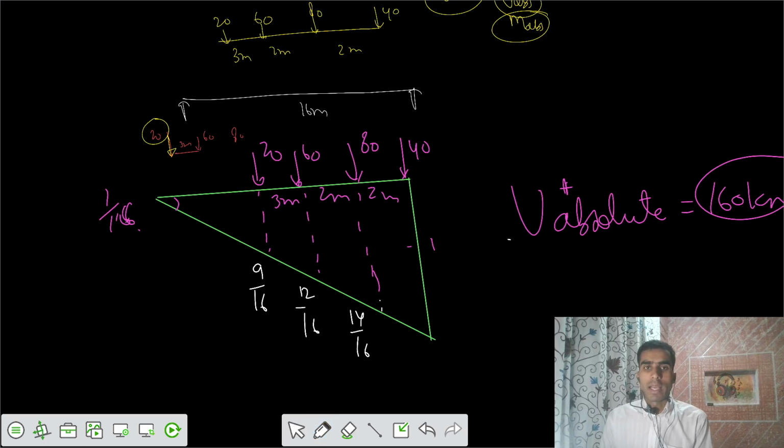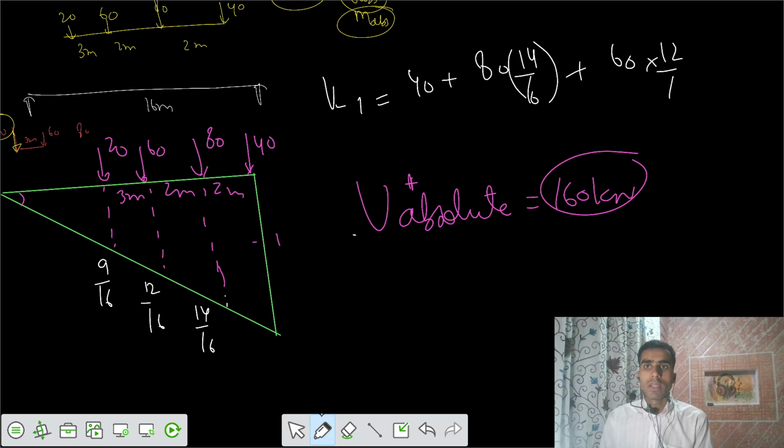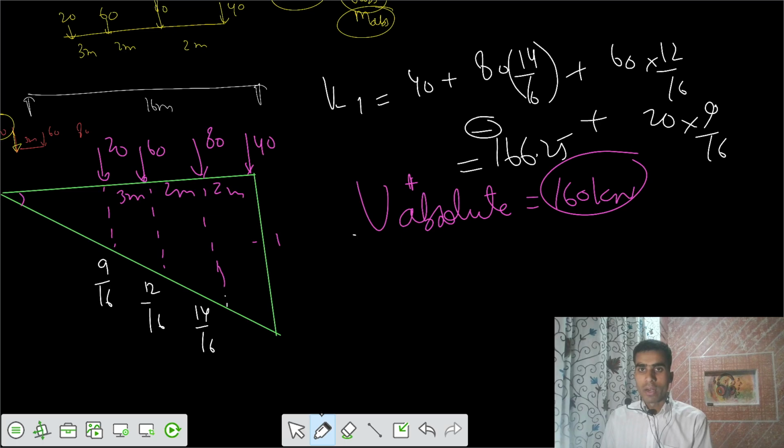Ordinate, then I can say what is the total V negative. We can have V negative 1, that is 40 plus 80 into 14 by 16, then plus 60 into 12 by 16 plus 20 into 9 by 16. So we can have V1 equals to 166.25. So I can write a negative here, kilonewton.